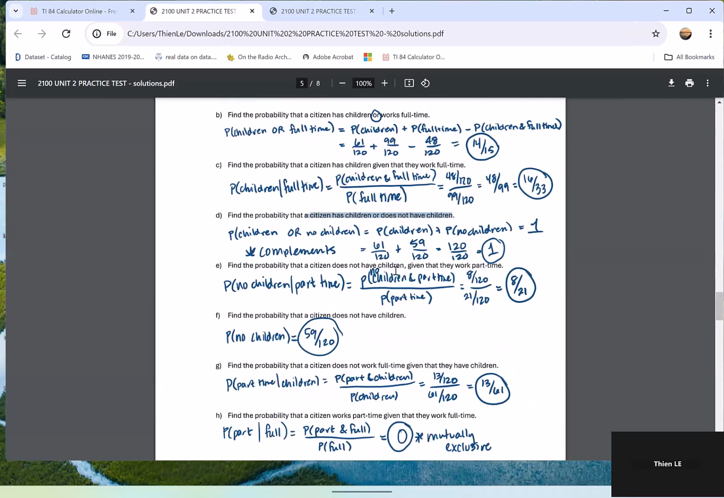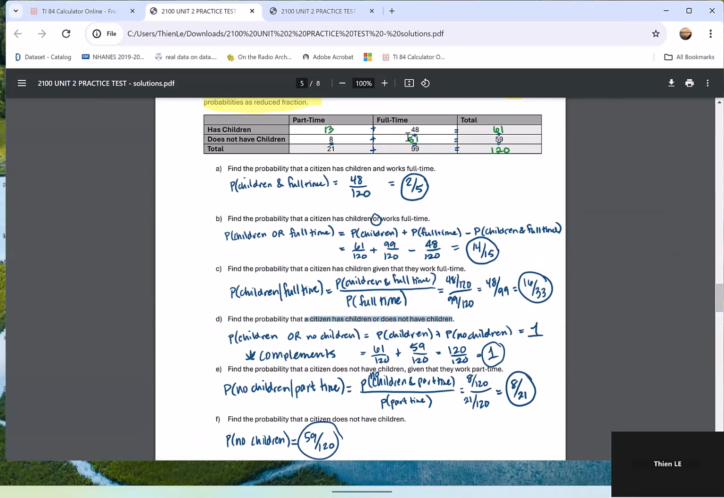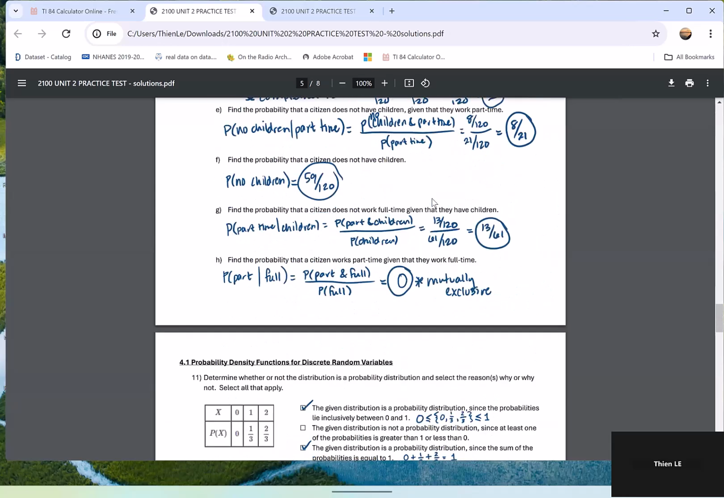Find the probability that a citizen works part time given they work full time. Given work full time, finding part time is completely nonsense here. You look at the full time here, but you shouldn't be able to see any part time in this, so it must be 0. If we do the math with the formula, part time given full time, part time and full time, it won't happen. It's either part time or full time, so 0.